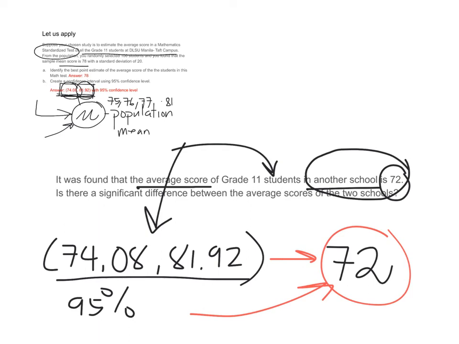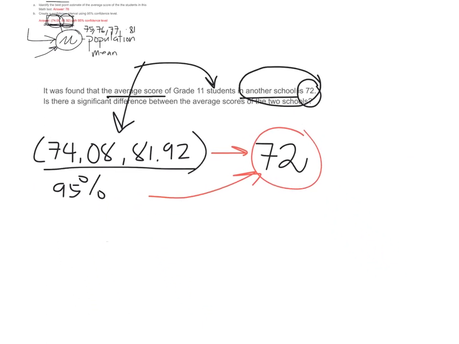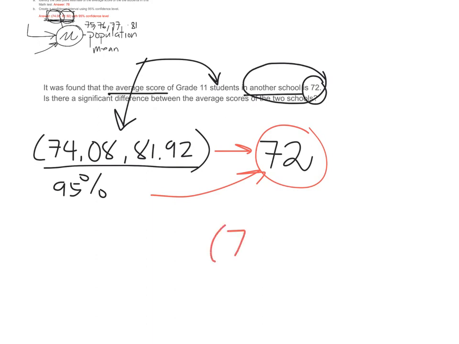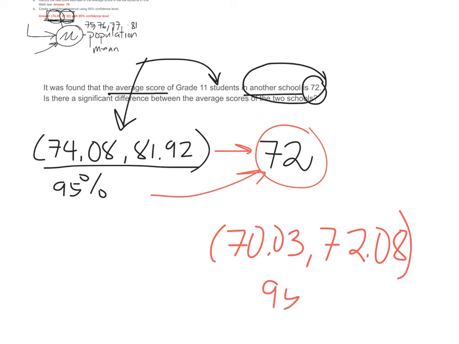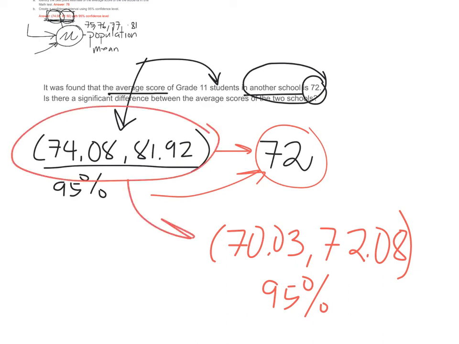Now, it is possible that the other school also created a confidence interval, so you can compare a confidence interval versus a confidence interval and see a certain range. Let's say they have 70.03 up to 72.08, and this was the confidence interval that they have. They also use a 95% confidence level. Then, if you compare the two confidence intervals, we can say that the De La Salle Manila students perform better than the students in the other school.